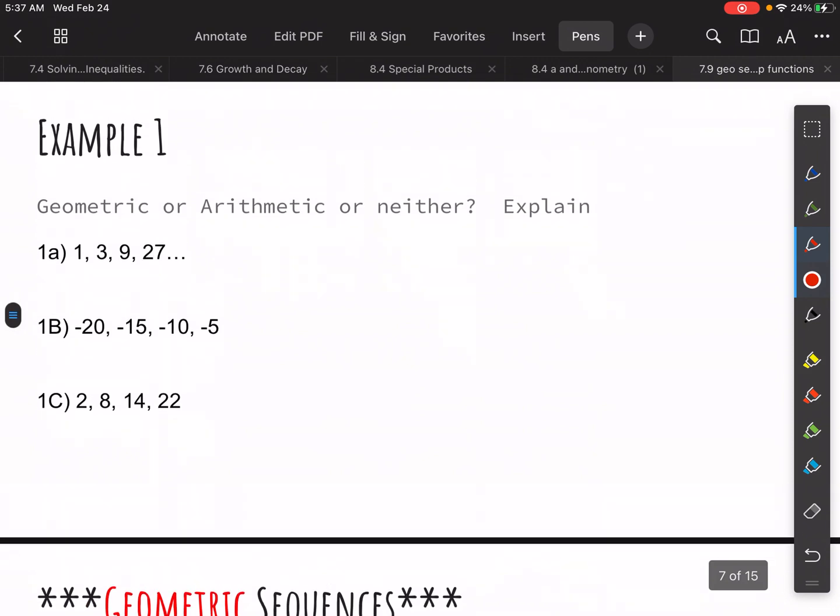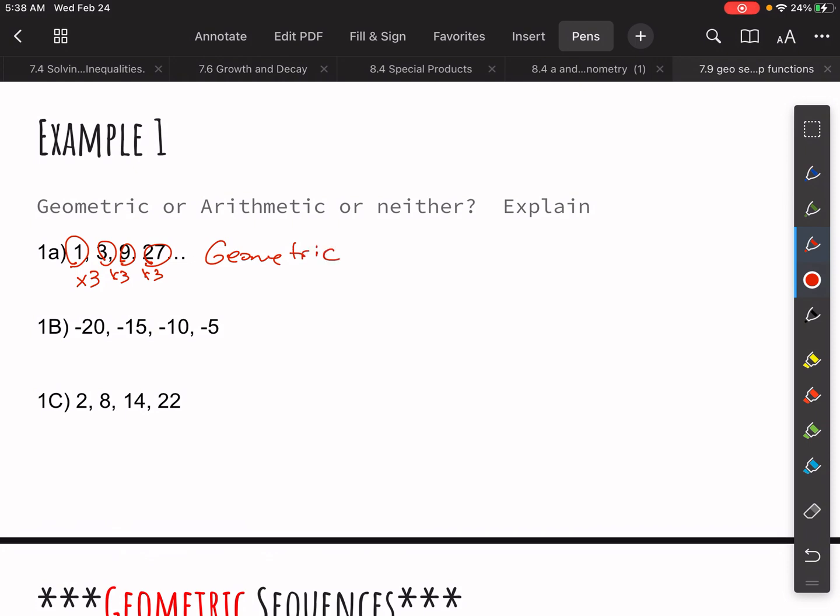So example 1 says, is this geometric, is this arithmetic, or neither? Explain. Okay, so let's see what's happening here. Let's see if we're adding things here, if we're multiplying in this pattern, what are we doing? So in this one, we have a 1, and then we have a 3, and then we have a 9, and then we have a 27. It appears to be growing pretty quickly, so I'm assuming we're multiplying. So I'm going to just try multiplication. So 1 times 3 is 3, 3 times 3 is 9, 9 times 3 is 27. So this was going to be considered geometric.